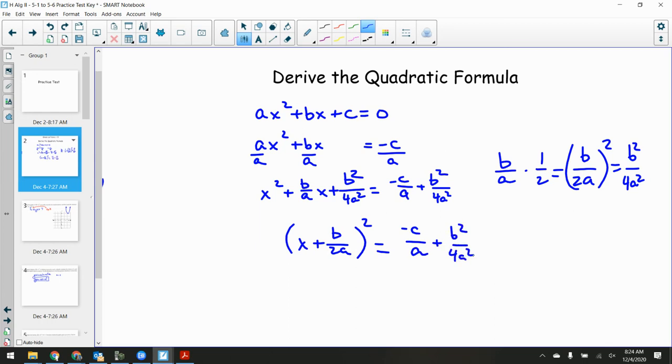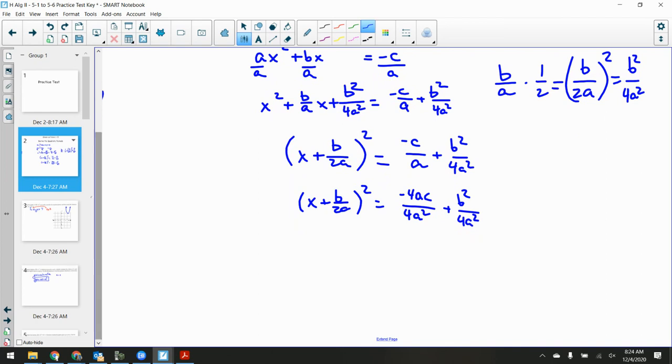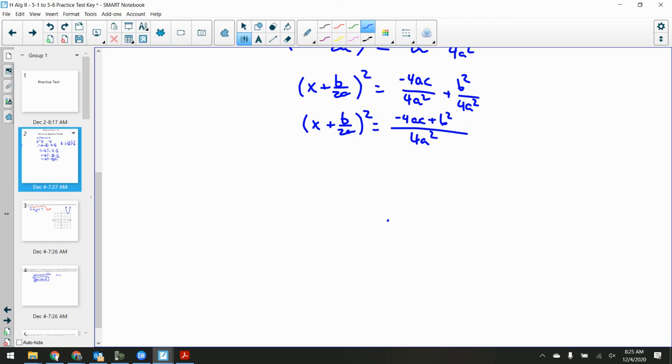Now, I have to get common denominators there. I multiply top and bottom of that fraction by 4a. And now I can combine like terms. X plus b over 2a on the left side squared gets me a negative 4ac plus b squared all over 4a squared. Now, at this point, I want to just flip the order of my numerator. X plus b over 2a squared is equal to b squared minus 4ac all over 4a squared.